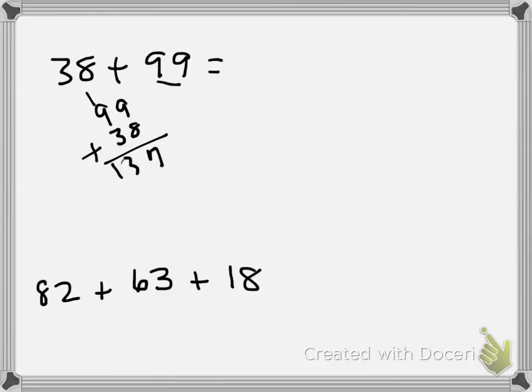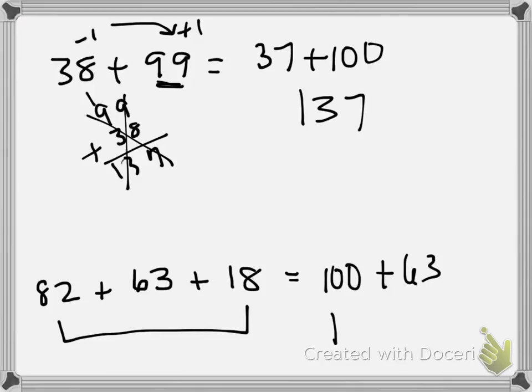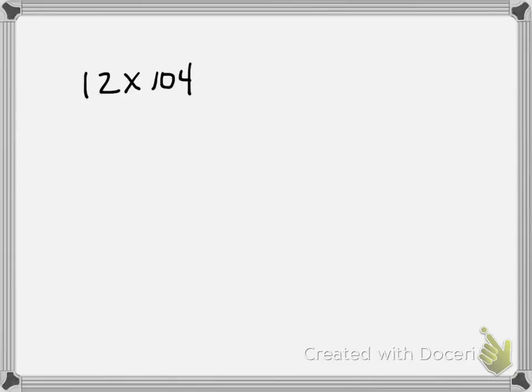Well, now I think, well, this 99 is really close to 100. So if I take 1 from the 8 and put it over here, I now have 37 plus 100. Okay, and now there's no getting lost in the carrying on all of that. It's 137. Okay, same idea here. I know that the order of addition doesn't matter. So I see that these two numbers, 82 and 18, add up to be 100. So then I have 100 plus 63, 163. Golden.